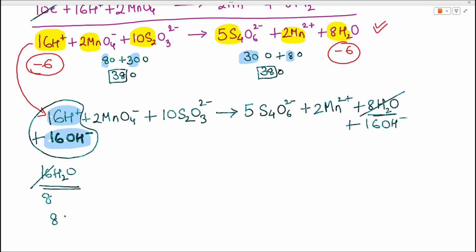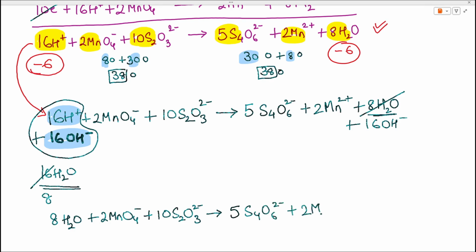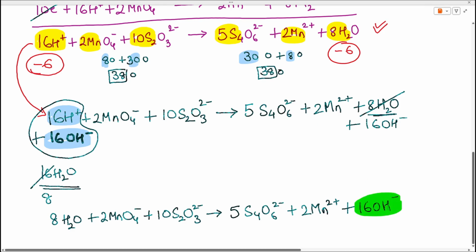So we have 8 H2O plus 2 MnO4 with a negative charge plus 10 S2O3 with a 2 negative charge. This gives us 5 S4O6 with a 2 negative charge plus 2 Mn with a 2 positive charge, and we have 16 OH with a 1 negative charge. So here is our balanced equation in the basic medium, because we have the OH negative ions and now we do not have any H positive ions.